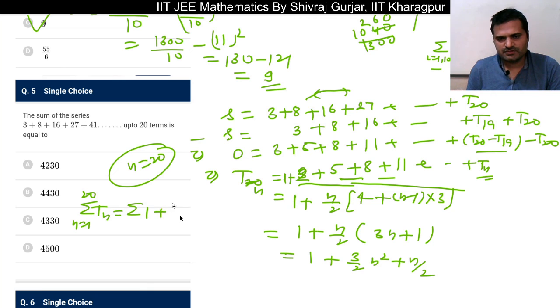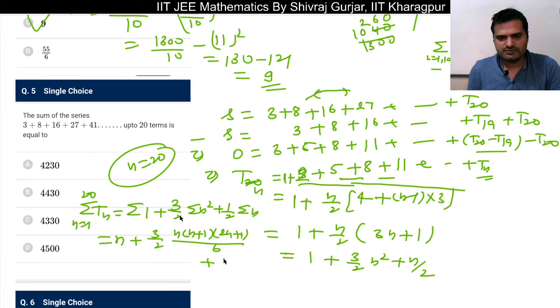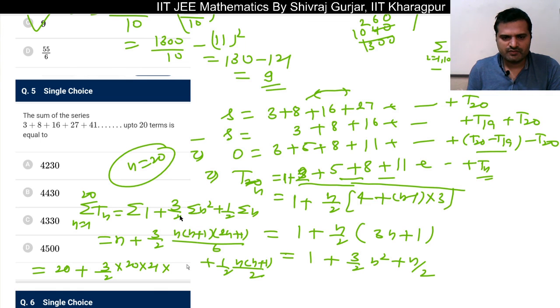Summation of 1, plus 3 by 2 summation n square, plus 1 by 2 summation n. So this is nothing but n, and 3 by 2 summation n square is n into n plus 1 into 2n plus 1 by 6, plus 1 by 2 summation n, which is nothing but n into n plus 1 by 2. Okay, so now put n equals 20 in this. So if we put n as 20, this will be 20 plus 3 by 2 into 20 into 21 into 41 by 6 plus 1 by 2 and 1 by 4 into 20 into 21.